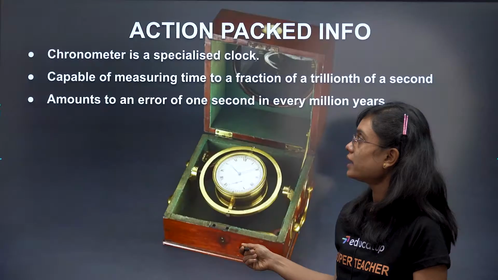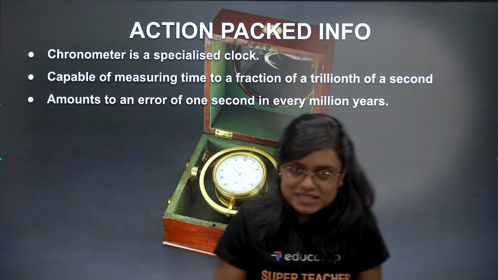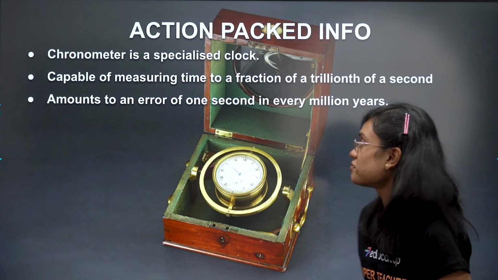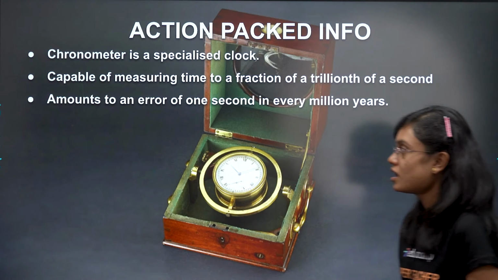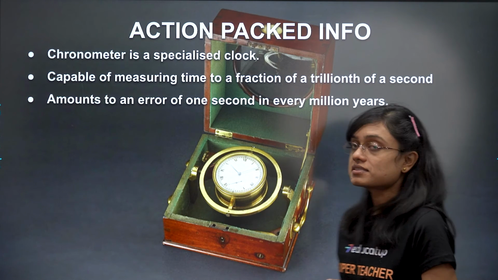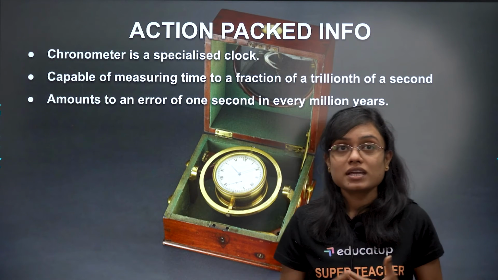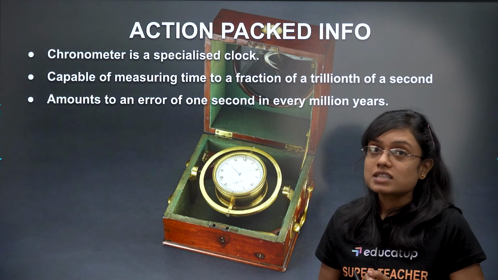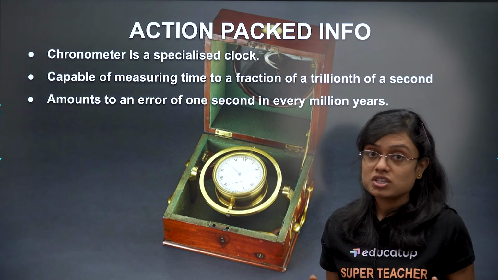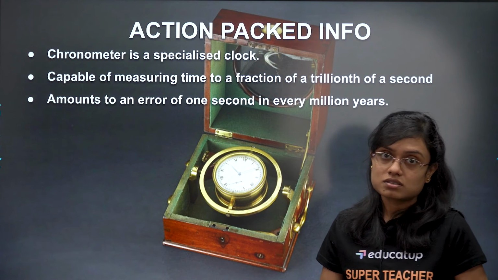Let's move ahead. Again action packed info, guys. Chronometer. Chronometer is a specialized clock capable of measuring time to a fraction of a trillionth of a second. Amounts to an error of 1 second in every million years. Just imagine the accuracy and the kind of technological advancement we have got these days.